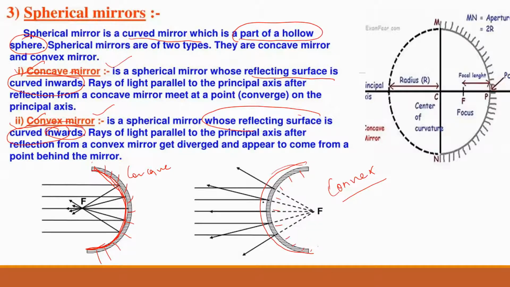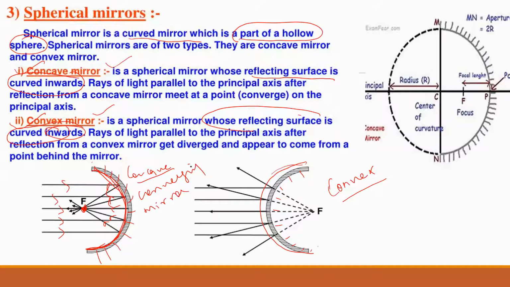After reflection, what happens when a ray of light falls on this concave mirror? After reflection, they all will be converging at one point, meeting at one point. So this concave mirror is also called a converging mirror.